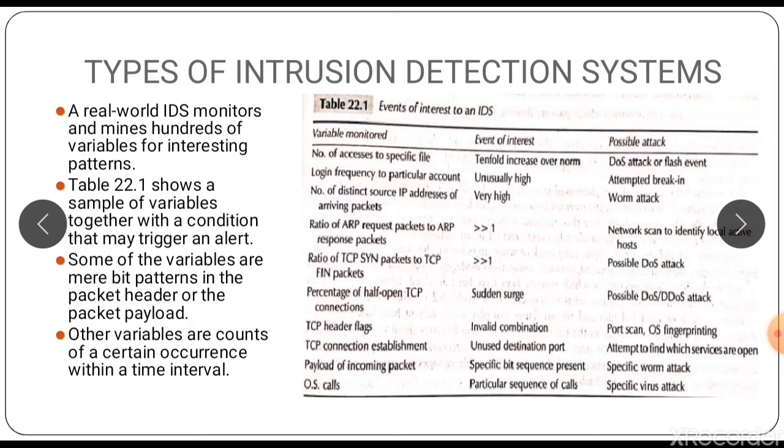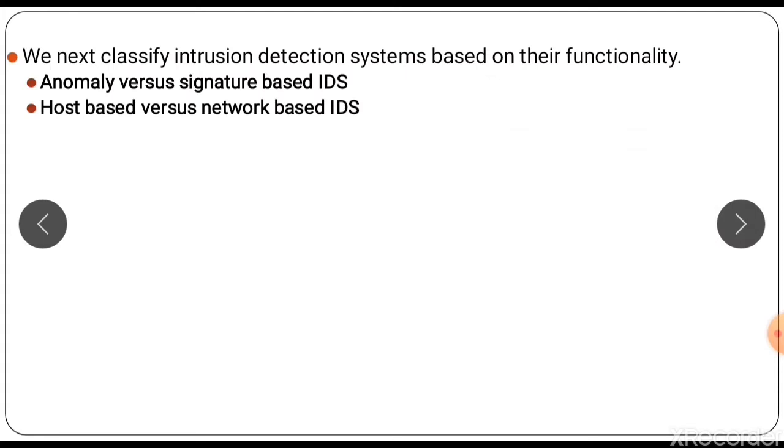Similarly, consider the second example. The variable of interest is login frequency to a particular account. If it is unusually high, it is the event of interest. Then the system can consider it an attempt to break in. Similarly, it follows for the remaining events in the table.